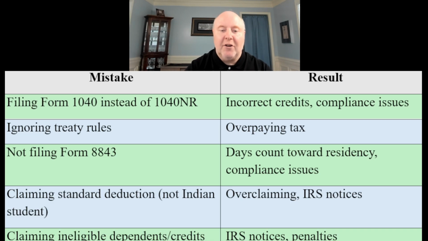The next one is claiming standard deductions, right? So unless you're from India, if you're from India, current rules, that doesn't apply to you. But outside of that, if you claim the standard deduction, then what happens is you're over claiming deductions, and you're going to start getting IRS notices, and you can run into some issues with that because you're taking too much of a deduction. You're not going to be in compliance. And then finally, claiming ineligible dependents or credits. Remember, when you're looking at the 1040 NR, you're not able to go ahead and take those dependents, or you don't qualify for many of the credits that are out there.